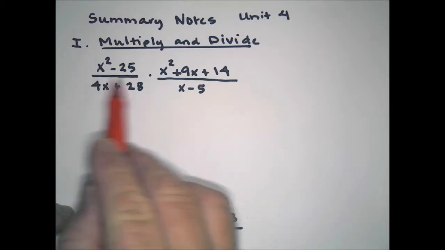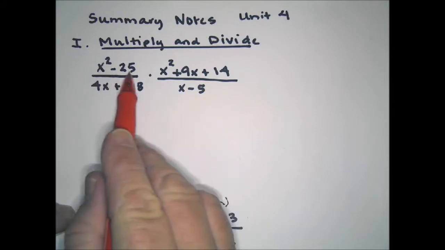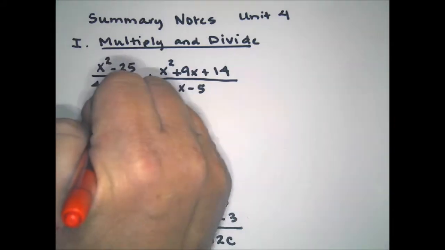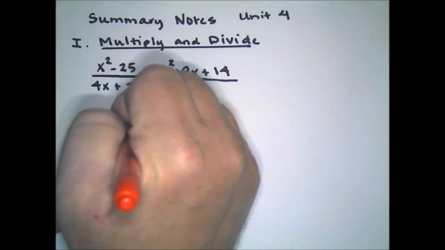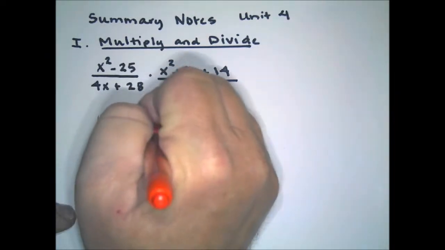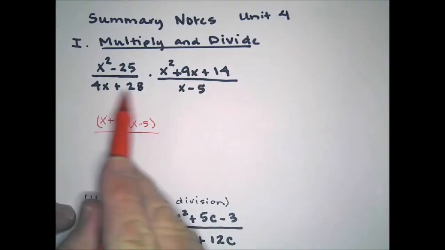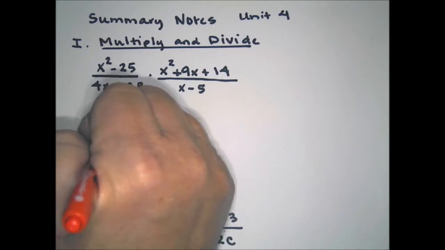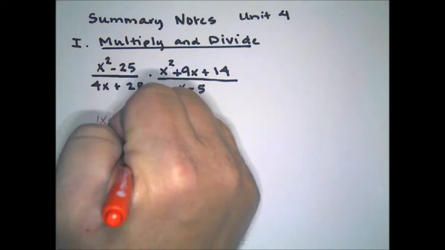The first rational expression, or the first fraction, the numerator is a difference of perfect squares. So let's factor that into x plus 5, x minus 5. The denominator of that fraction is just a greatest common factor. These two terms share a factor of 4, so we're going to factor out that 4, and we're going to be left with x plus 7.